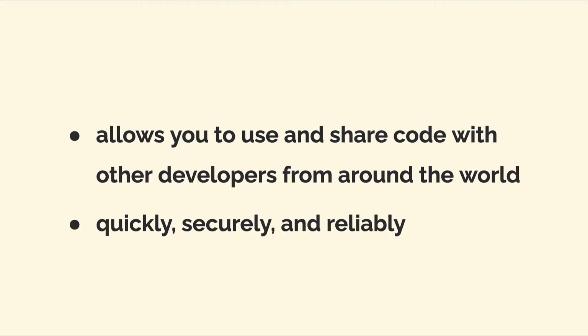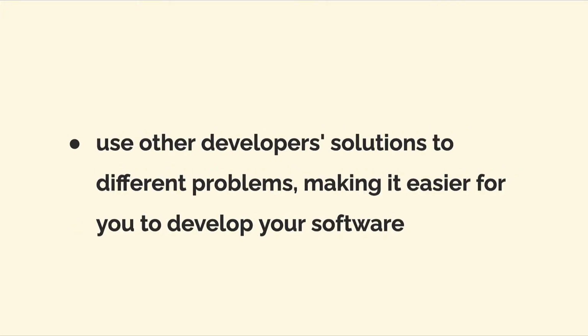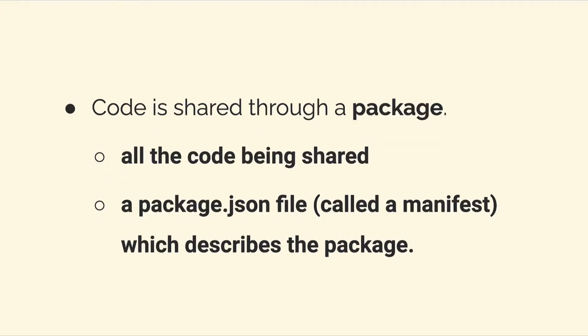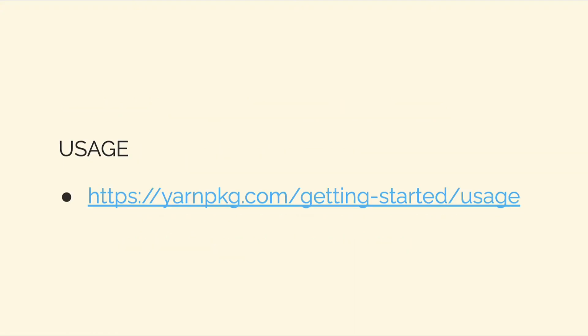In this way, Yarn is similar to NPM because it allows you to use packages quickly, securely, and reliably. You can use other developers' tools when developing your own software. Code is shared through a package which contains the code and contains a file called package.json, which describes the package.